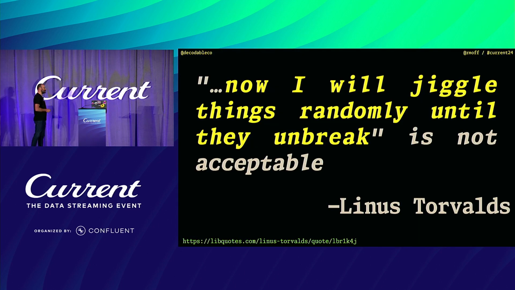And there's this great quotation from Linus Torvalds, "Now I will jiggle things randomly until they unbreak." He was flaming someone on a mailing list for how they'd approached coding something. But I love this quotation when we think about troubleshooting. When you come up against an error from something, whether it's Flink SQL or any other thing, we need to understand why did it happen? Where did it come from? And think through how can we fix it? And not just randomly jiggle things until they unbreak.